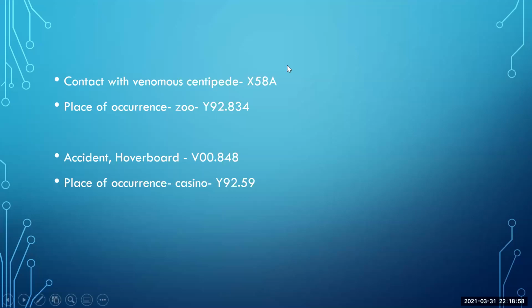Okay, sorry about that. So these are the codes that we looked for. Contact with a venomous centipede was X58A, and the place of occurrence was the zoo, Y92.834. And then for our second one, accident with a hoverboard was V00.848, and the place of occurrence was that casino, Y92.59. So we did figure it out. So hopefully those are making more sense to you. Hopefully the difference between the external causes and the Z codes is a little bit clearer now.